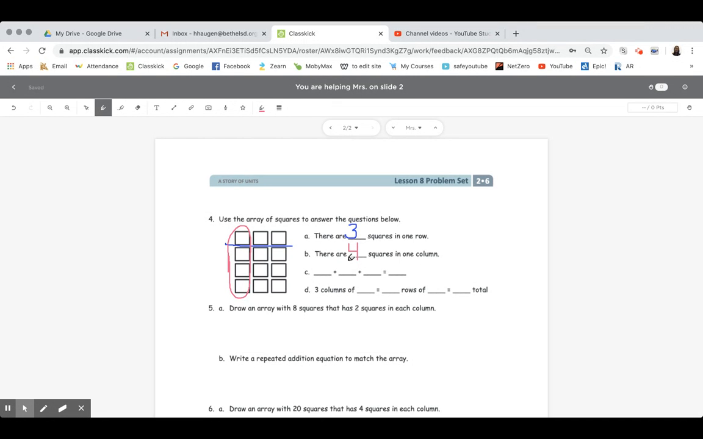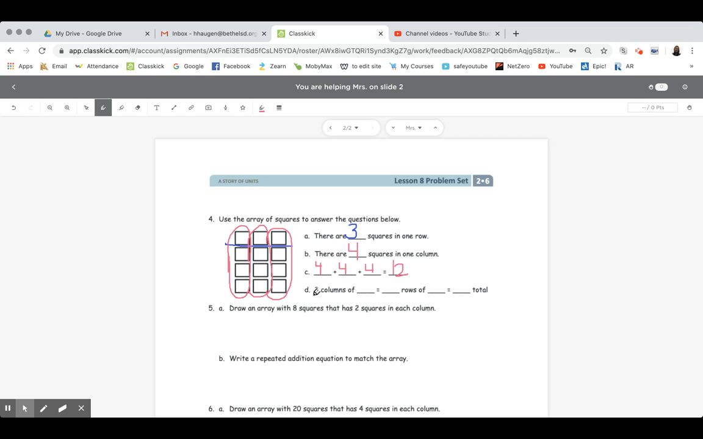Now, I have 3 spots here. I need to figure out which number, 3 or 4, repeats 3 times. Well, if I look at the rows, I actually have 4 of those. And I'm not looking for 4 repeated numbers. I'm only looking for 3. And if I look at these columns, there's 1 column, 2 columns, 3 columns. So the number that's repeated 3 times is the number 4. 4 plus 4 plus 4 equals my new total of 12.